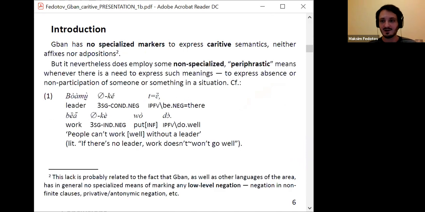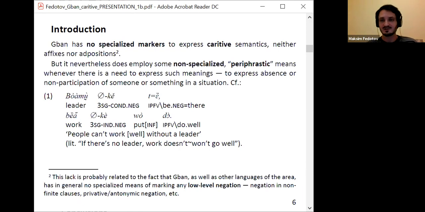In fact, although it doesn't have any specialized markers, it does employ some non-specialized, so-called periphrastic means. Much of this was already spoiled by Dasha, but I hope it will be of some interest nonetheless.